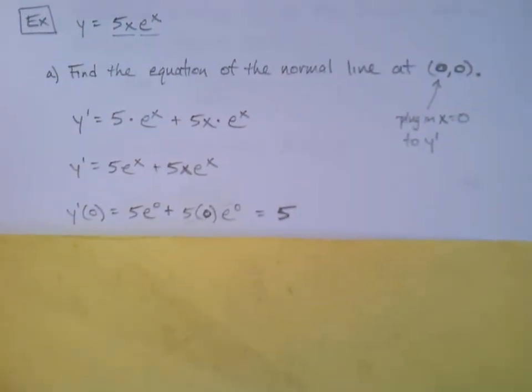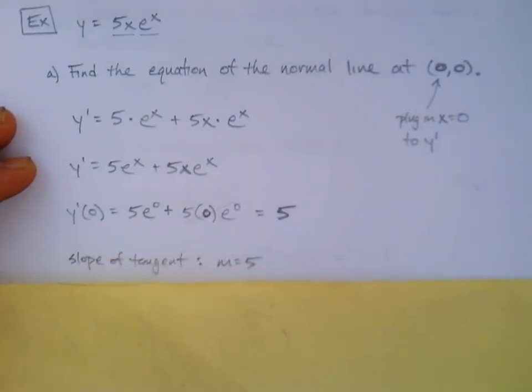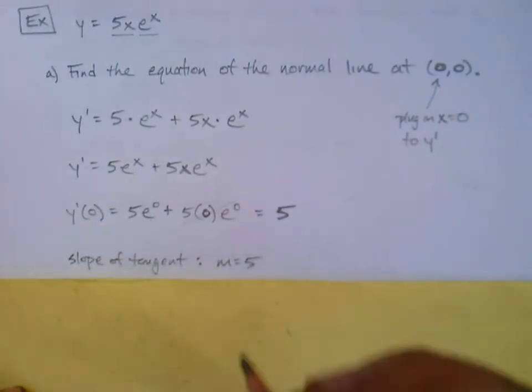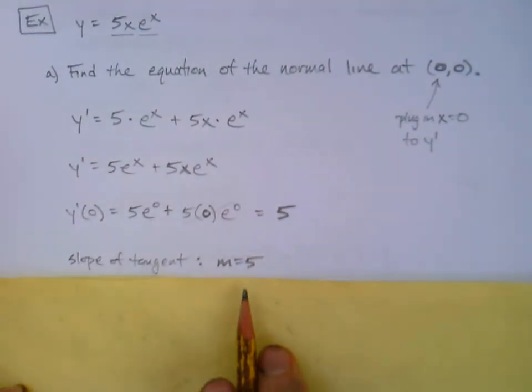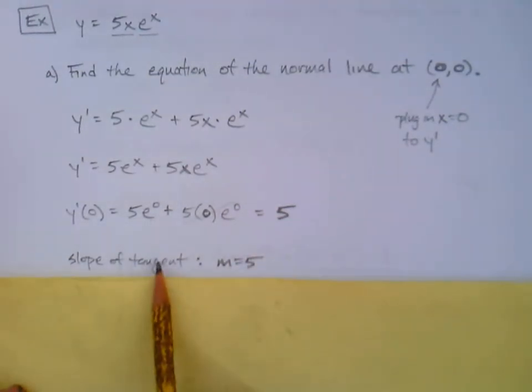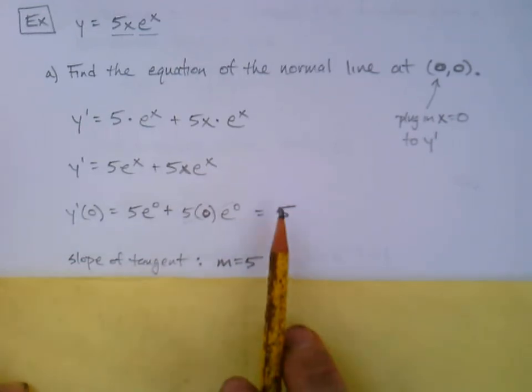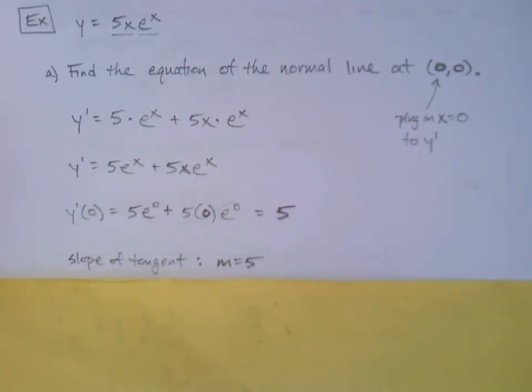Now we just found the slope of the tangent, and I'll refer to it as m. Here, the slope of the tangent is m equals 5. But we're not looking for the equation of the tangent line. We want the equation of the normal line.